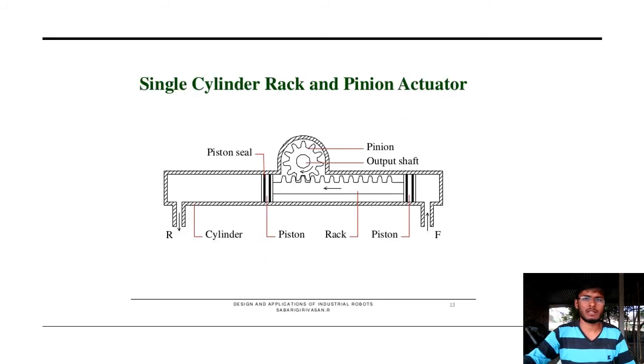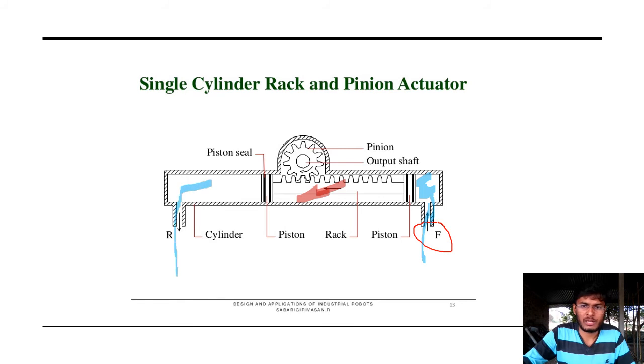So next one is the single cylinder rack and pinion actuator. This is an example of a rotary actuator. We see here there is one pinion, one rack, one cylinder, and two ports are provided. When we apply the fluid pressure from the right side port, with the help of that fluid pressure, the piston moves in the left side direction and the remaining fluid moves out through that port. With the help of that rack, the pinion is rotating in the clockwise direction.